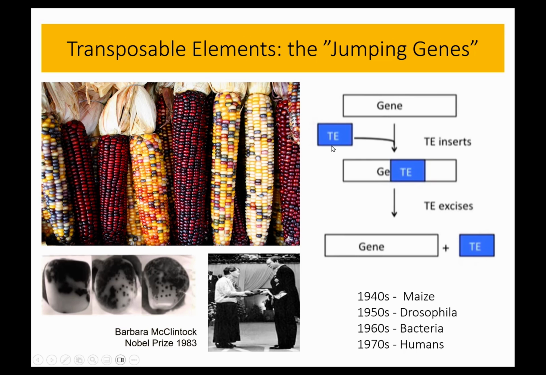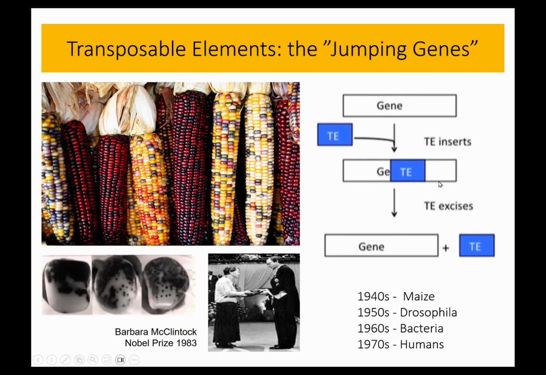So what she said was, look, the TEs are jumping and interfering with the expression of this enzyme that is involved in the biosynthetic pathway of the pigment. So when it interferes and doesn't make this enzyme, then you get a colorless corn or yellow corn. But when this TE excises itself out, then you go back to purple again because that gene is working and it can produce the pigment purple.